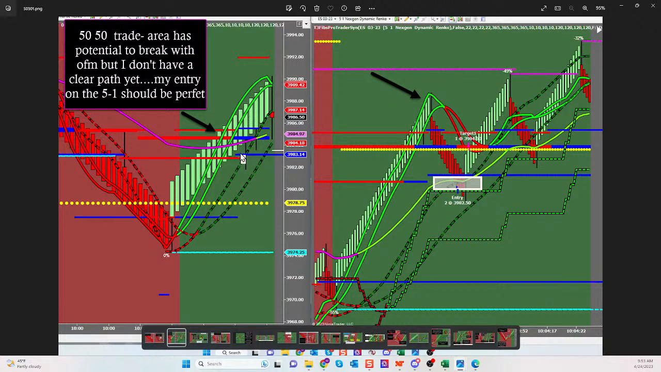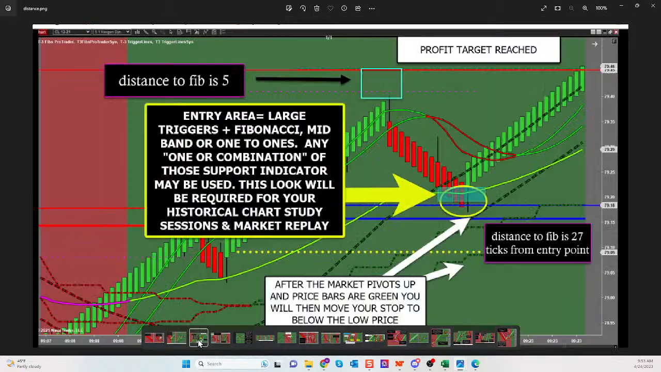Strong triggers, no term, 50-50. No divergence, tight window of opportunity. I'm not willing to sacrifice on my 5-1 when the 13-2 isn't perfect. Does that make sense to everybody?